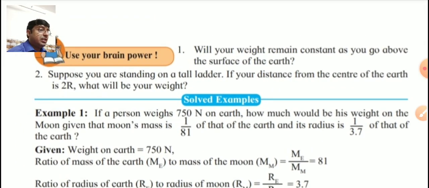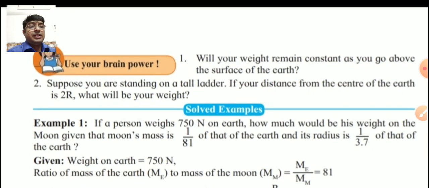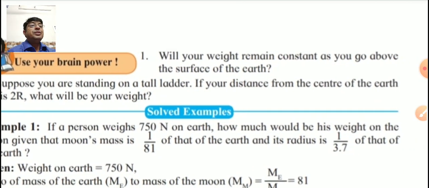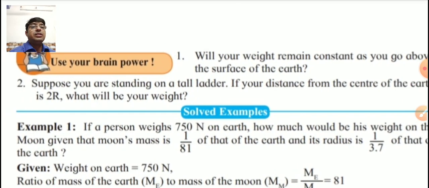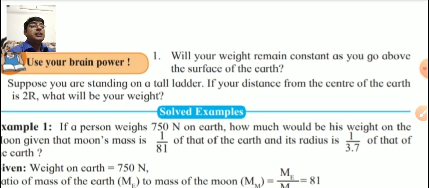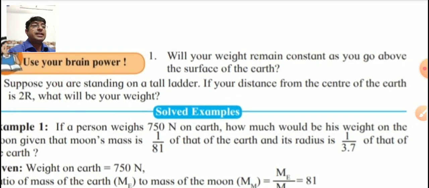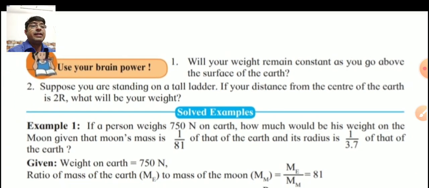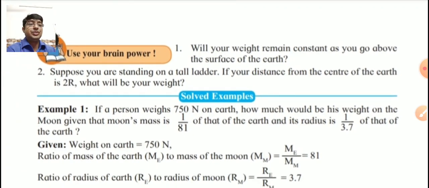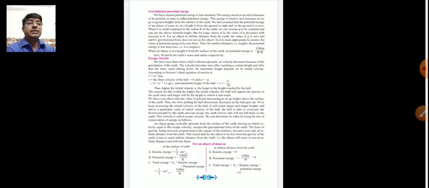Now use your brain power. Two questions are given for us. First question is, will your weight remain constant as you go above the surface of the earth? And second one, suppose you are standing on a tall ladder. If your distance from the center of the earth is 2r, what will be your weight? So first of all, we revise these two answers on one paper.